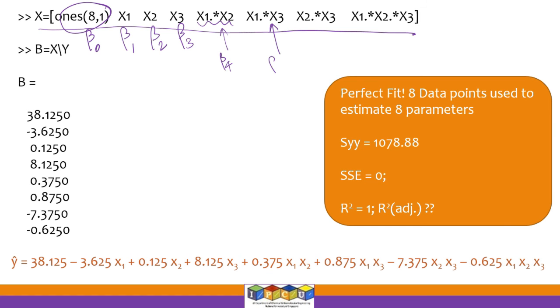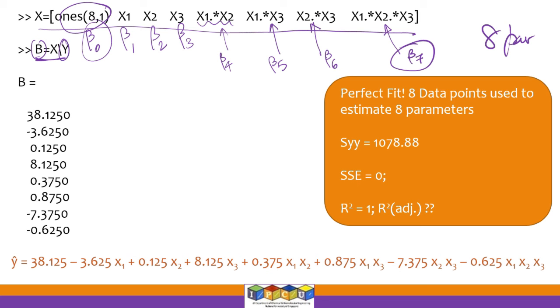The x1 x3 interaction effect is associated with parameter b5, the x2 x3 interaction effect is associated with parameter b6, and the three-factor interaction between x1, x2 and x3 is associated with parameter b7. So you have parameters beta naught to beta 7, a total of 8 parameters. If you have 8 parameters and 8 experimental points, you can get a perfect fit of the data, and you can use the backslash operator: B is equal to X backslash y.